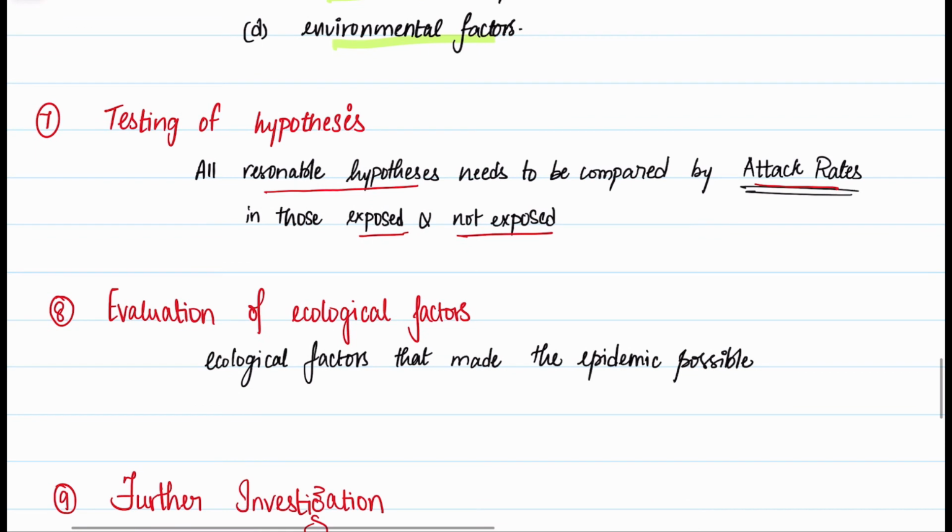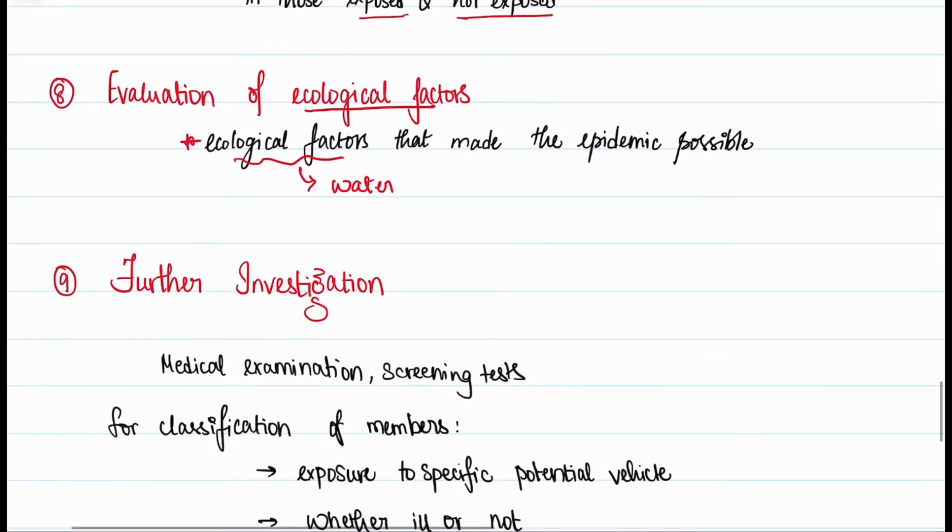Then evaluation of the ecological factors. After getting the source, you look at everything around you, the ecological factors that are supporting the epidemic to occur. In ecological factors, you have the water sources, air pollution, different sanitary conditions, all of that. Then you have the further investigations.